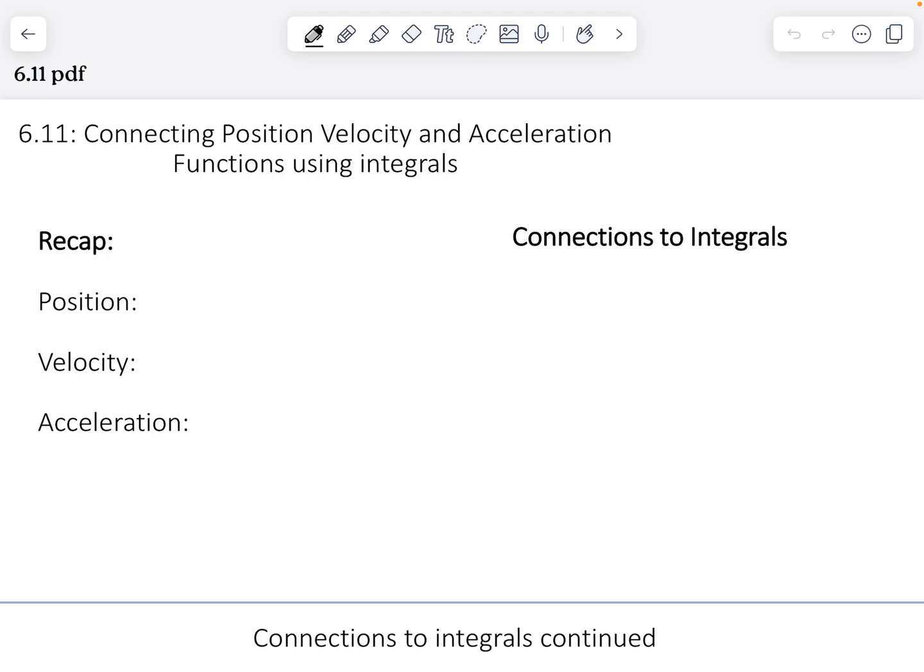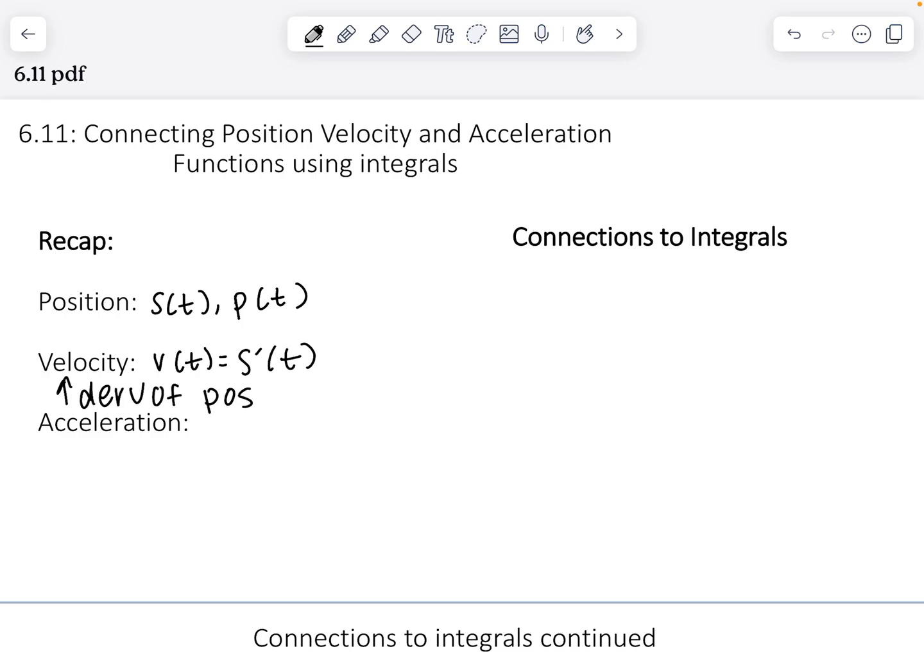So just a recap, position is the position of a particle, right? And a lot of times we define it by an S of t, or a lot of times you'll see P of t. Velocity is a vector, and so it's talking about how quick an object is moving, but it also incorporates the direction it's moving. We defined velocity with a v of t, but what we learned in Unit 4 is that velocity is equivalent to the derivative of position. So velocity is the derivative of position.